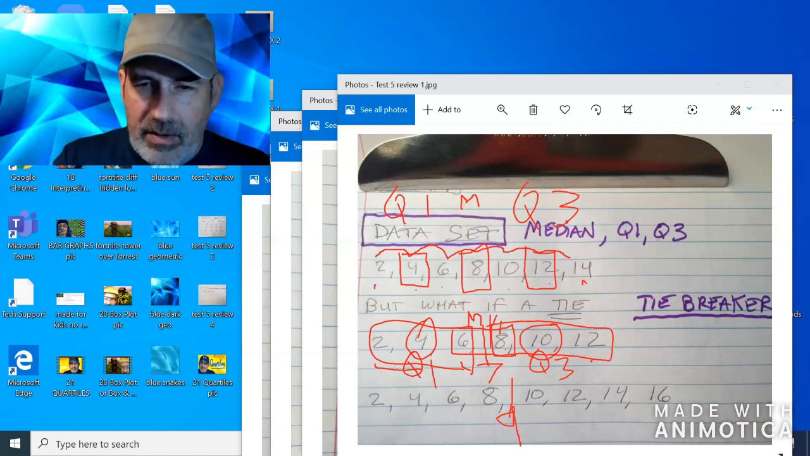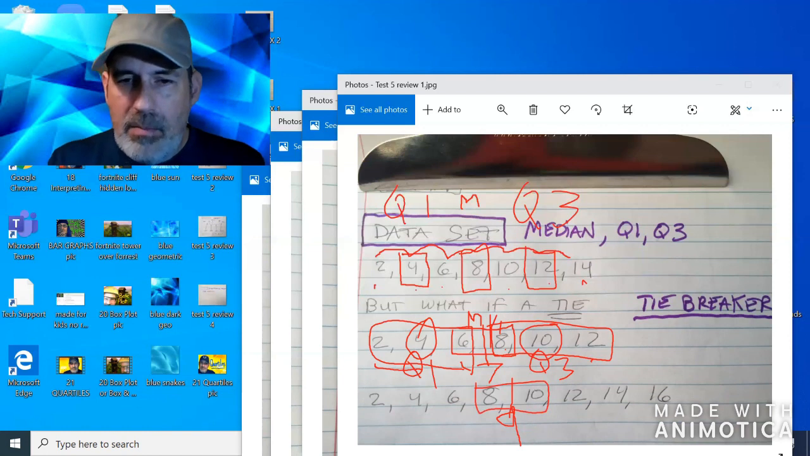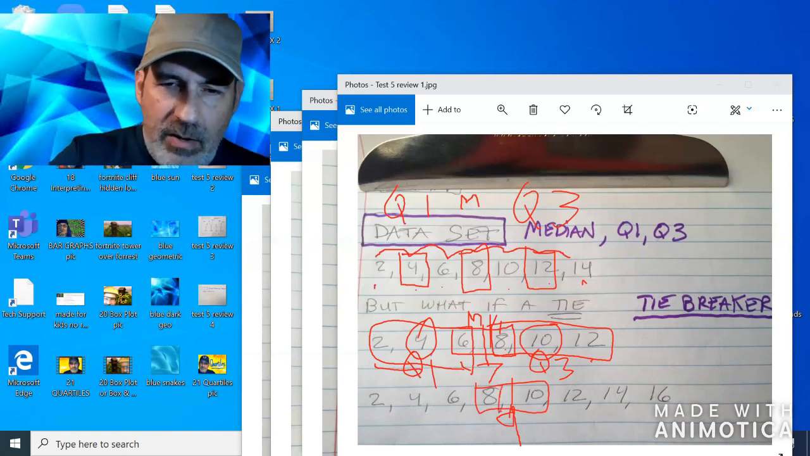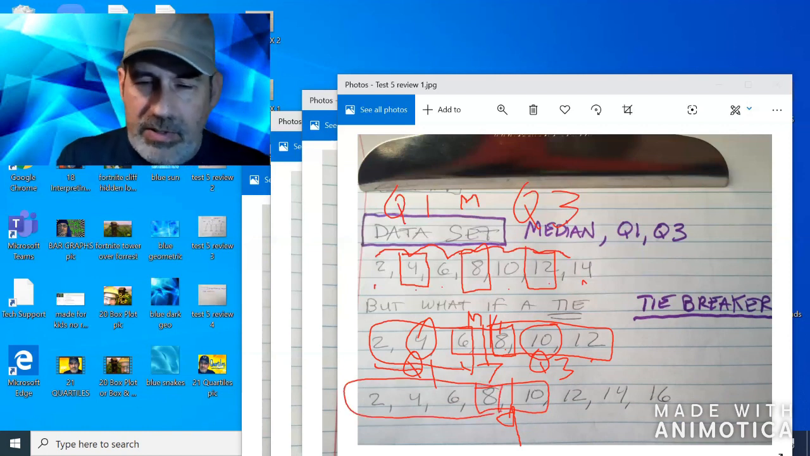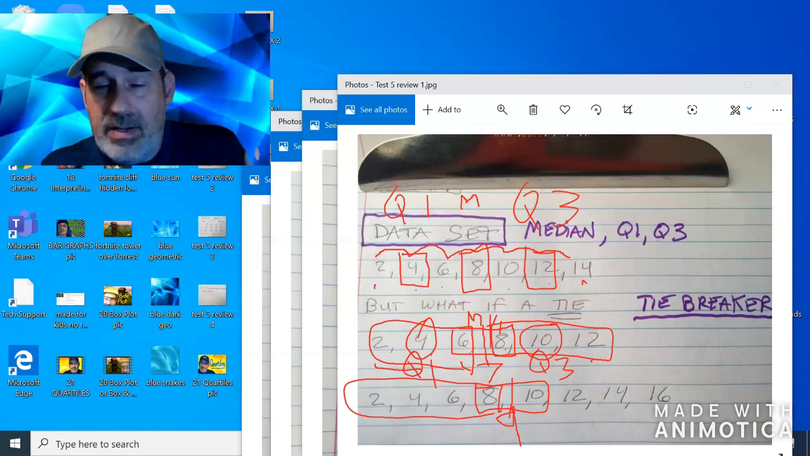So 9 is my middle because I had a tie right here, okay? But the 8 is not being used as the median. It was just used to help find the median, but it is not the median.